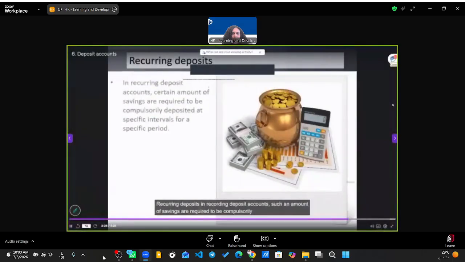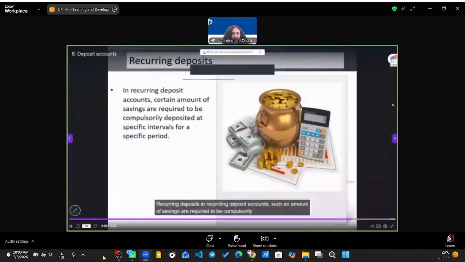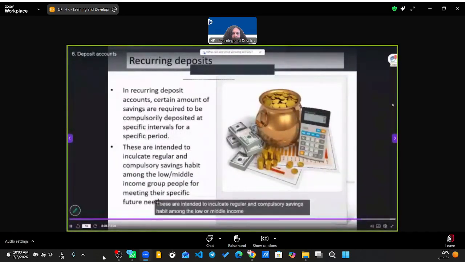Recurring deposits. In recurring deposit accounts, a certain amount of savings is required to be compulsorily deposited at specific intervals for a specific period. These are intended to inculcate regular and compulsory savings habit among the low or middle income group people for meeting their specific future needs.